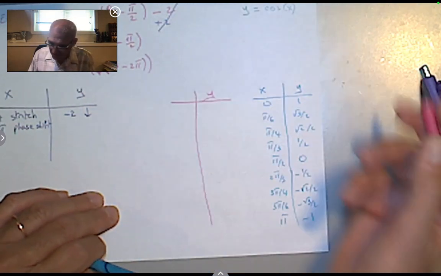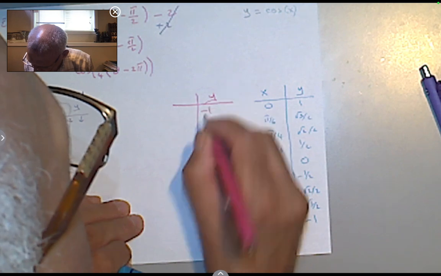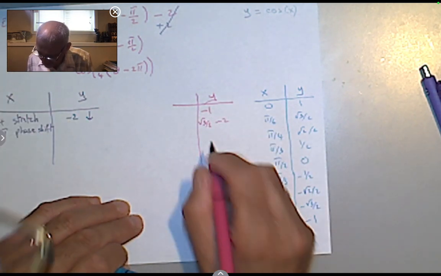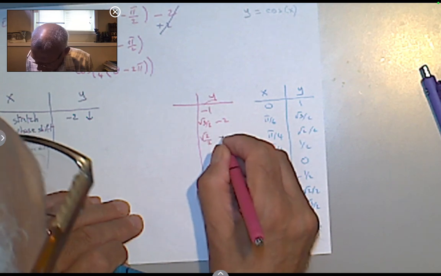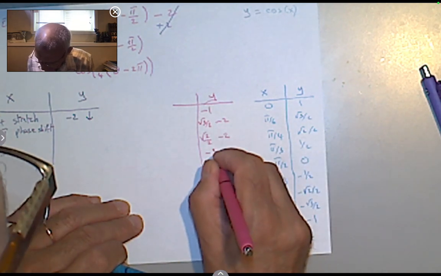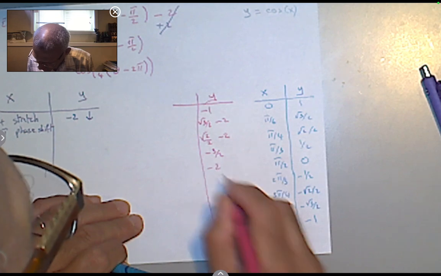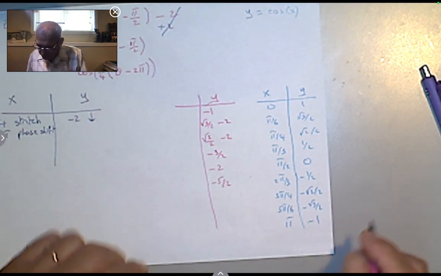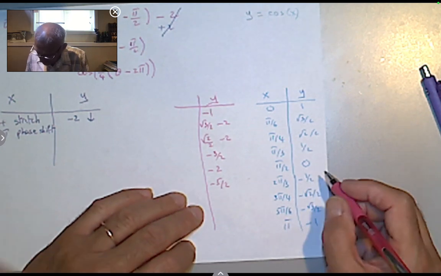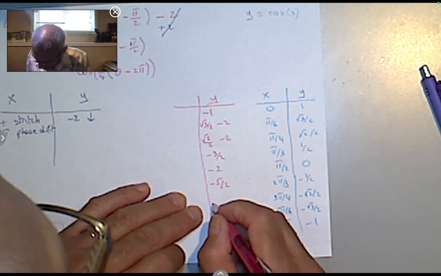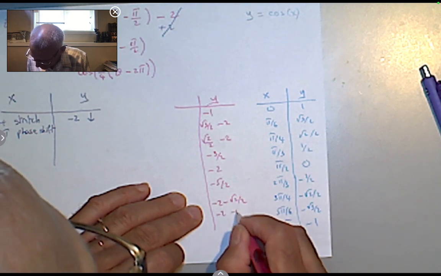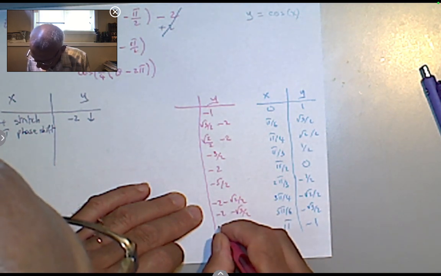Y is very easy, just subtract 2. So negative 1. Root 3 over 2 minus 2, which is a negative number. Root 2 over 2 minus 2. 1/2 minus 2. 0 minus 2. Negative 1/2 minus 2. Negative 2 minus root 2 over 2. Negative 2 minus root 3 over 2. Negative 3.